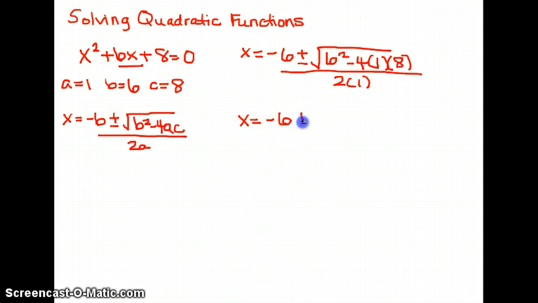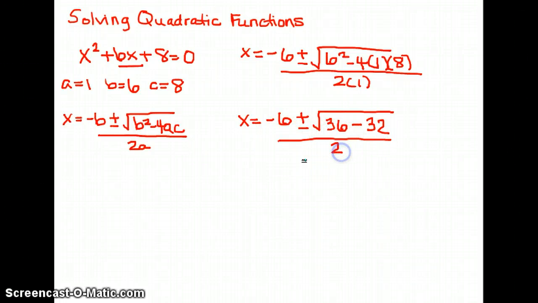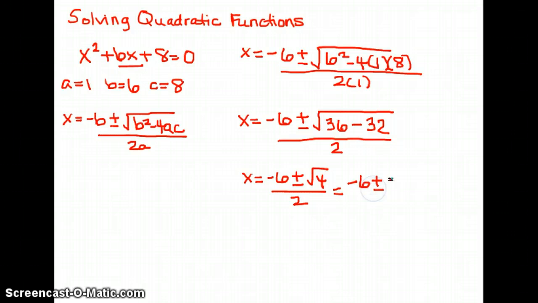So we have negative 6 plus or minus, and again, you can plug this into your calculator or you can do it each individual. That's 36. 4 times 1 times 8 would give me 32. Divide that by 2. And you're going to continue to simplify. Negative 6 plus or minus the square root of 4 over 2. And we know that the square root of 4 can be simplified to just 2.